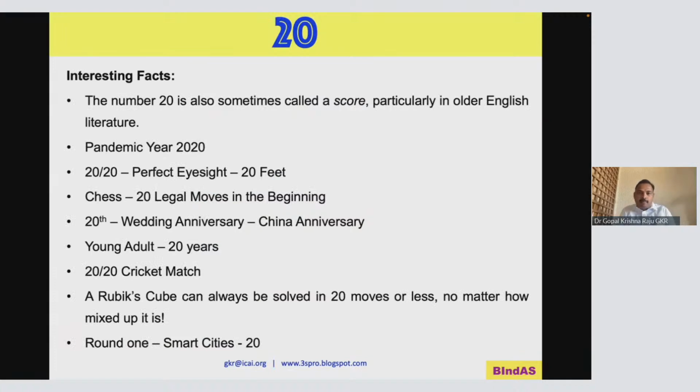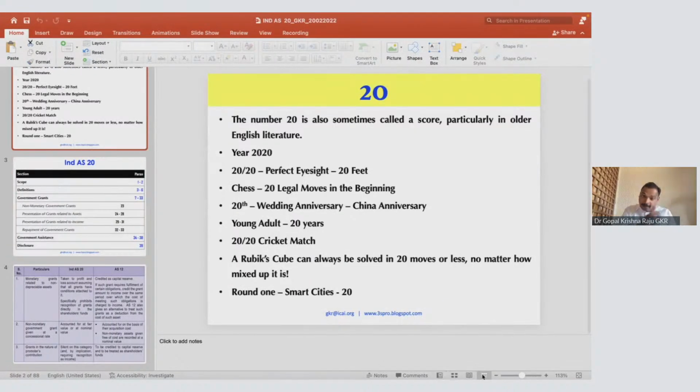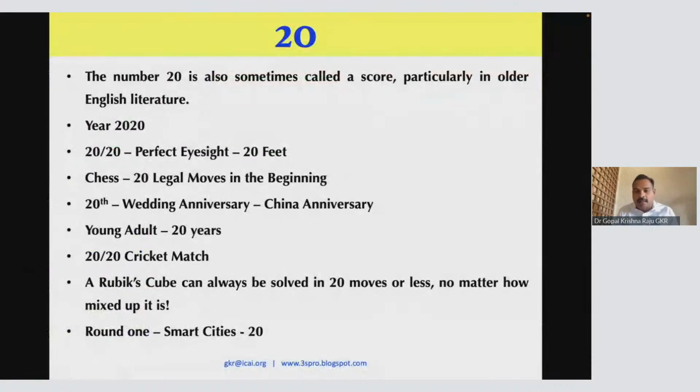Let me bring before you some very interesting facts about 20. I'm sure we will never forget the year 2020, which is a pandemic year. And they say perfect eyesight means 20 feet, 20 feet for left and 20 feet for right, that is what we call 2020, a perfect eyesight. And 20 is also called a score. And in China, the 20th wedding anniversary is named the China anniversary, but I don't know what the meaning for it is.